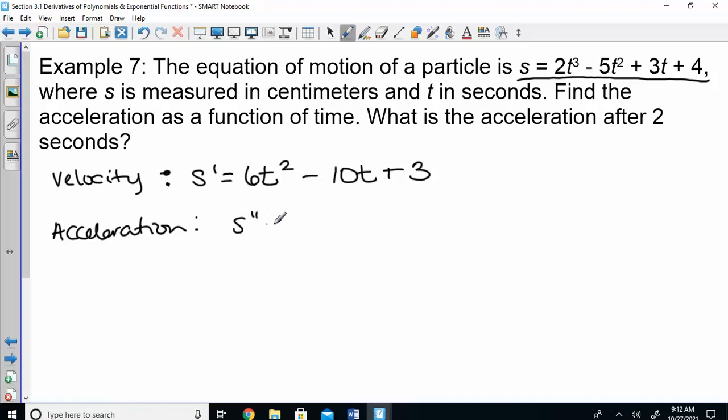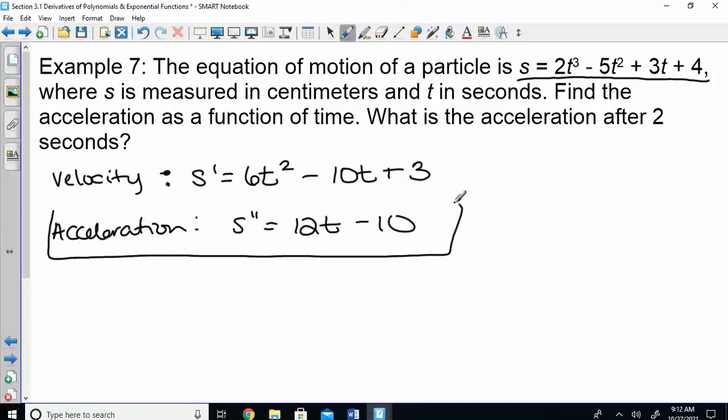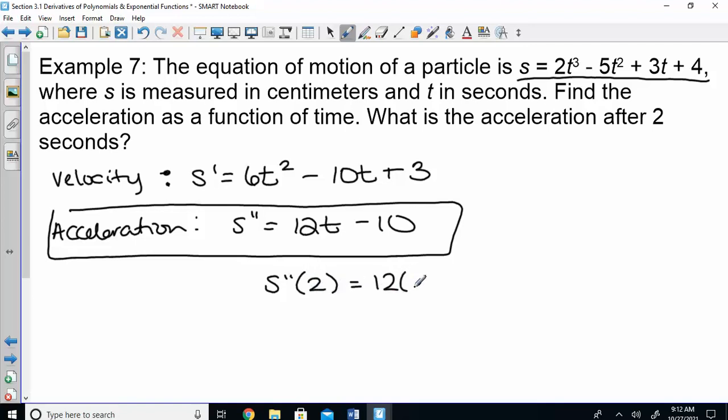So acceleration means second derivative. So we just do it again. So 2 times 6 is 12, t to the first, minus, what's the derivative of 10t? 10, and the derivative of 3 is 0. So that's the first question I asked for. Then what's the acceleration after 2 seconds? So that just means your time is 2, plug in a 2. So you get 24 minus 10, which is 14.